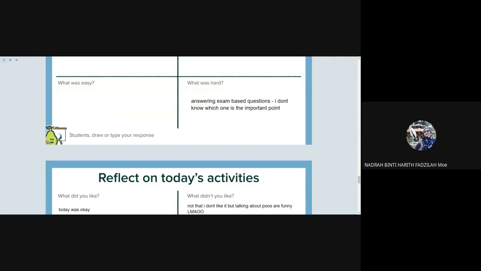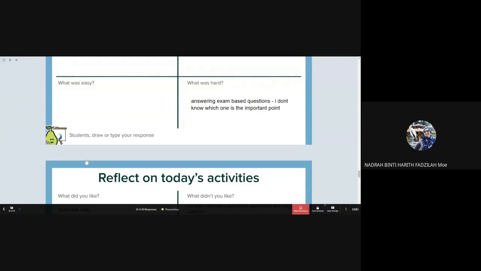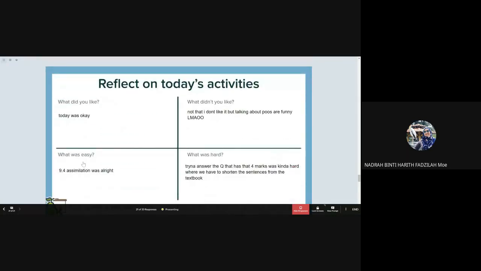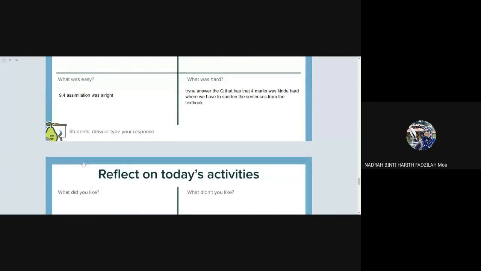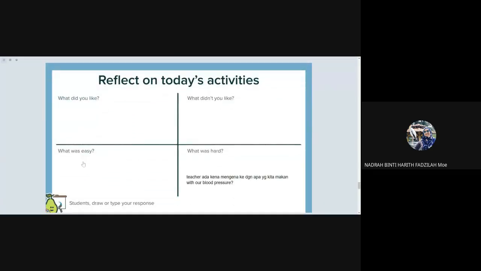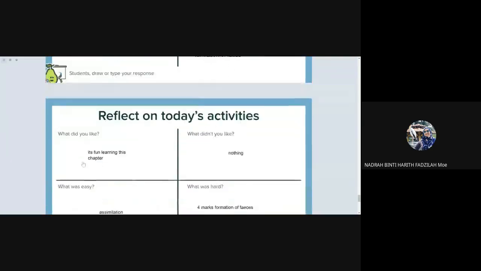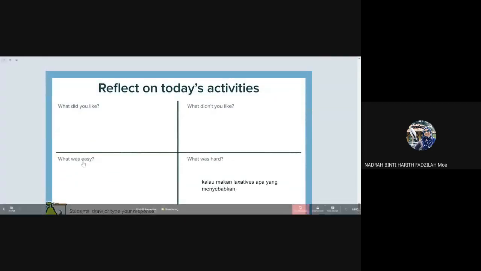Okay, answering exam based questions ya, tak tahu important point. Okay, mari kita cuba. For marks ya. Sebab have to shorten. Yes. Sebab tu kita kena tahu essential points. Okay, tak apa. Kita cuba lagi, okay?